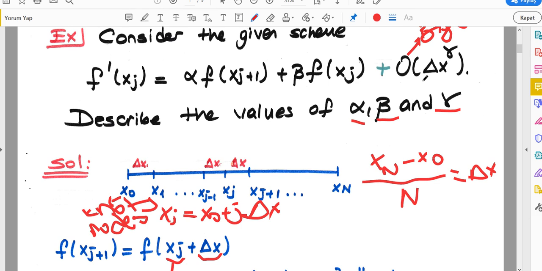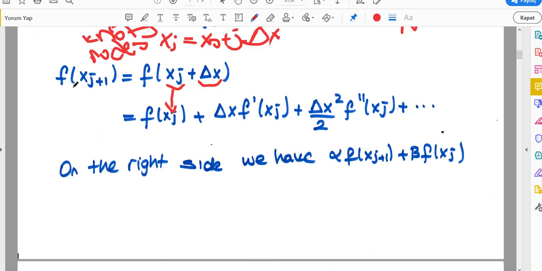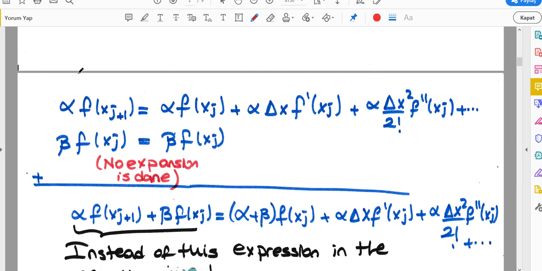We will discuss the order representation later in our calculations, okay? But I need to write down f of xj plus 1, and on the right side what we see is alpha times f of xj plus 1 and beta times f of xj. I wrote it with no more explanation or expansion of the series around xj, because delta x is 0 there. When you write 0 instead of delta x, it is nothing for you. So totally, beta f of xj will be the same as itself, okay?